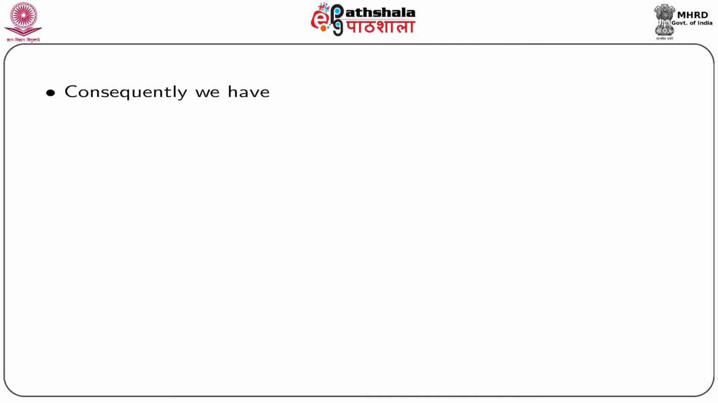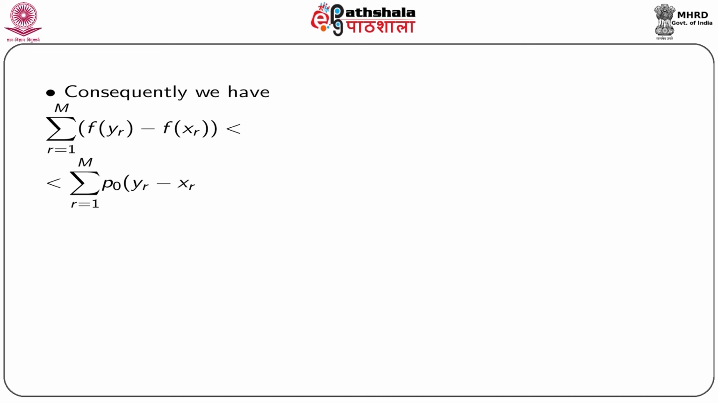Consequently, we have the sum over r equal to 1 to M of f(y_r) minus f(x_r) is less than the sum over r equal to 1 to M of p0 into (y_r minus x_r), and this is again less than p0 into the measure of G, as all the intervals [x_r, y_r] are contained in G, and this is again less than p0 into (alpha plus epsilon), since mu G is less than alpha plus epsilon.